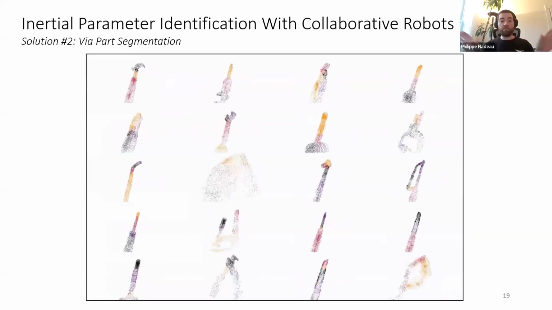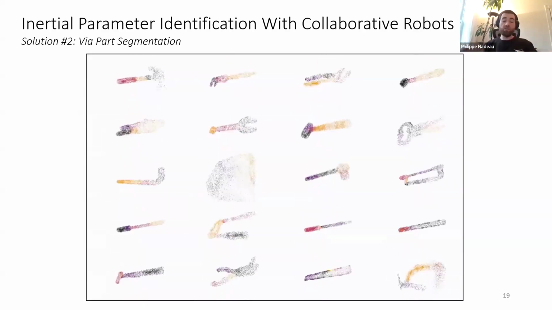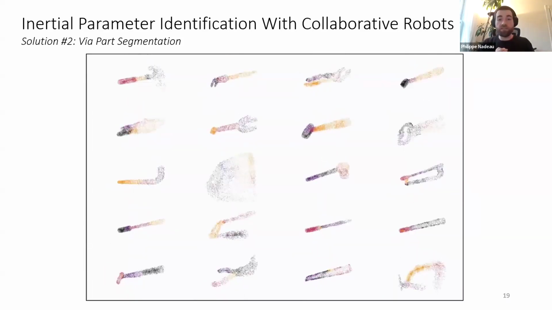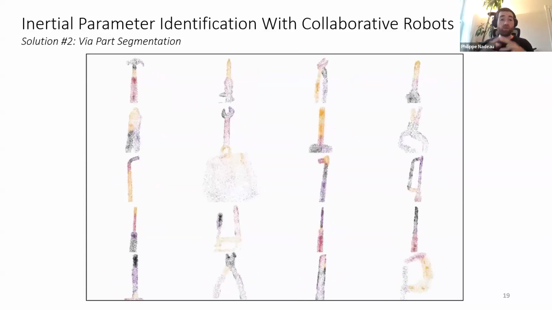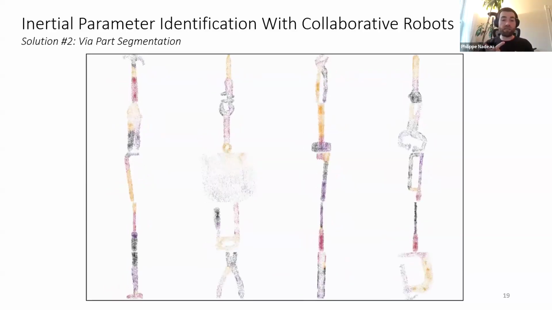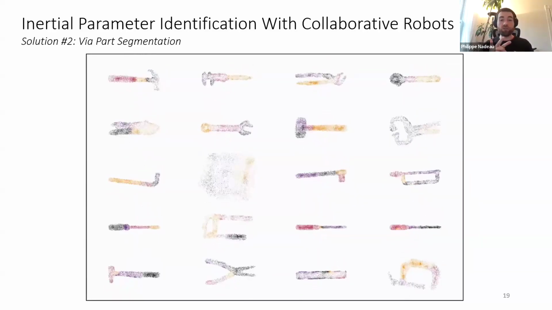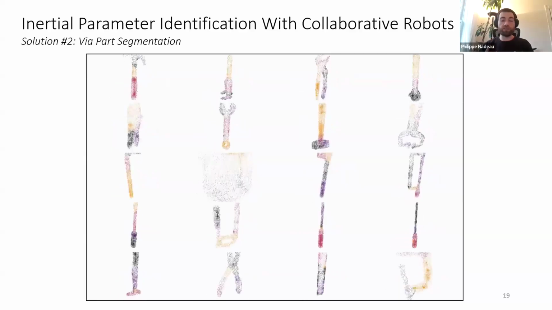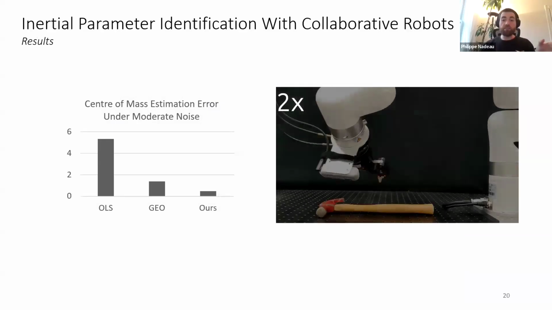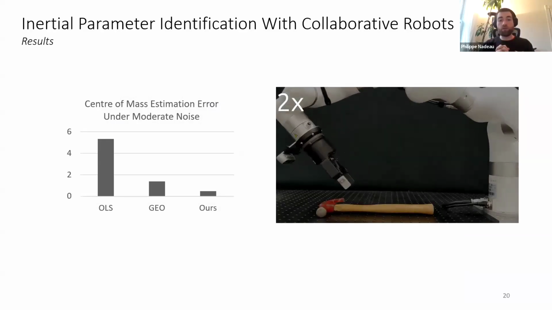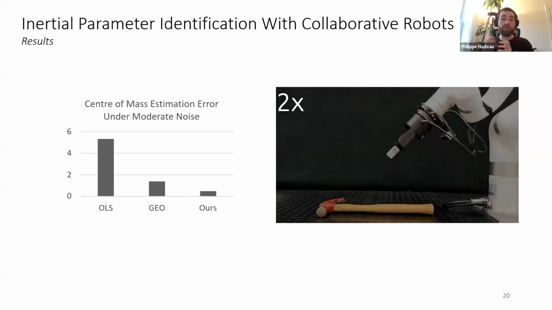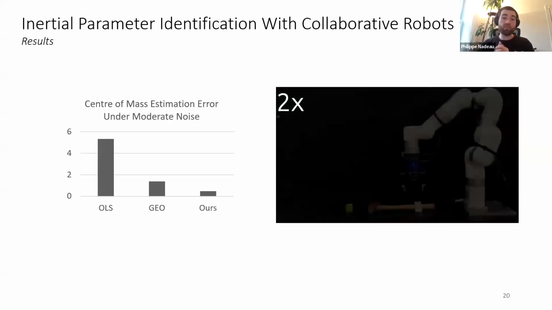So to test the full pipeline, so not only the identification, but also the segmentation, I built a data set of 20 workshop tools with, for each object, a watertight mesh, a labeled point cloud, and the true inertial parameters according to CAD files. Compared to baselines, my method outperforms other algorithms for the identification of the center of mass and the inertial matrix when signals are noisy.